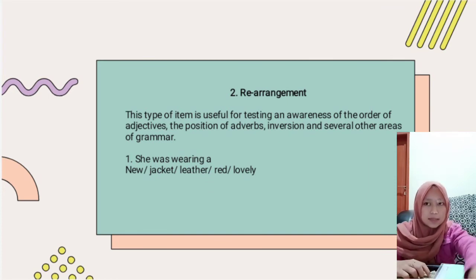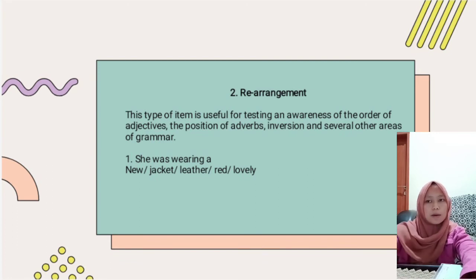For the example, the question is, she was wearing a blah blah blah. So you can answer this first question. You can see like this. For example, rearrangement.